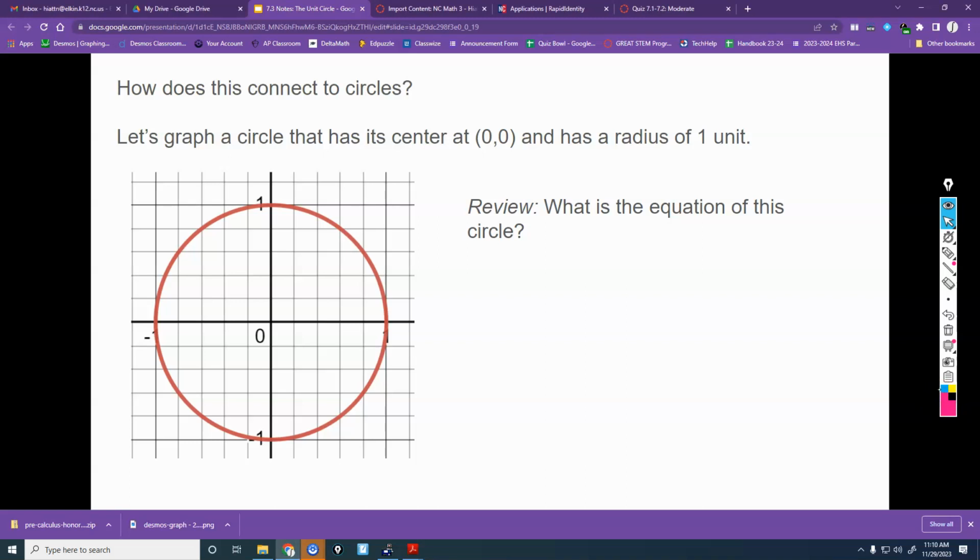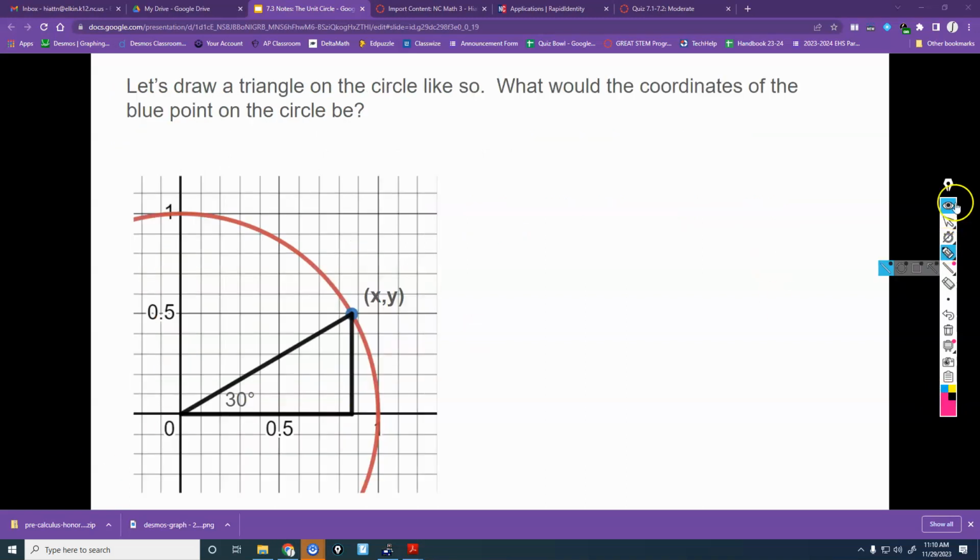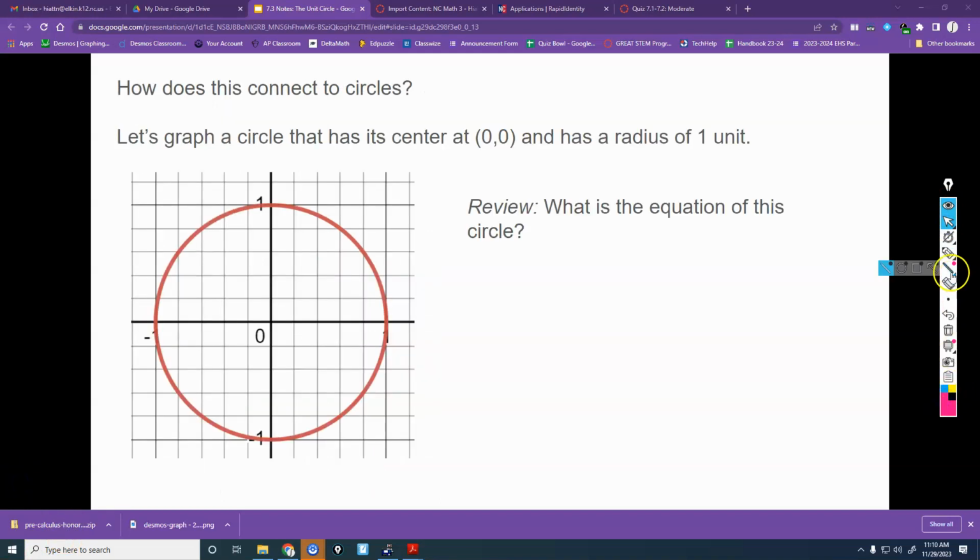So you can see this circle right here. The circle has a center at 0, 0, and it has a radius of 1 unit. Right? So like I could go up, down, left, right, 1 unit, and that'll be on the equation. So what is the equation of this circle? This is a review question. We did equations of circles. So it had an x squared and a y squared. Like x squared plus.